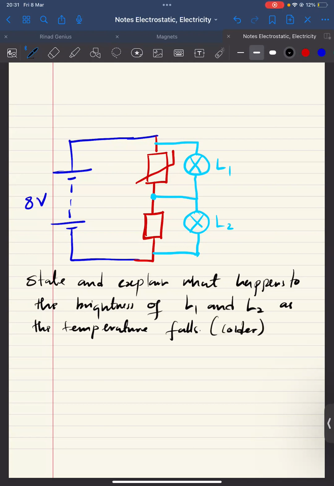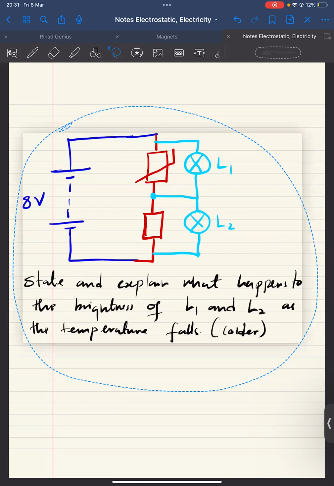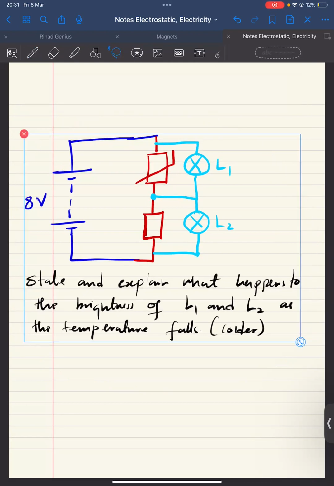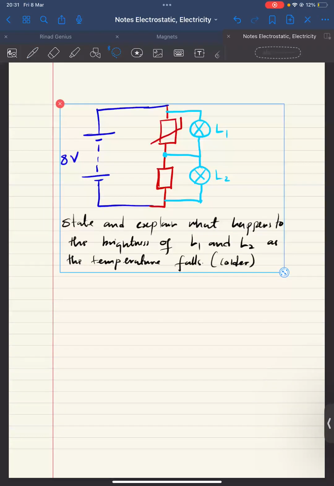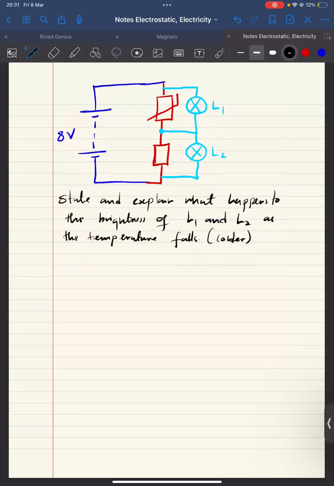If you don't know, you have to first understand before we answer the question. You have to understand that the brightness of any lamp is always affected by the voltage. The voltage is equal to brightness. Keep this in your mind. If there's a lot of voltage in a lamp, it becomes bright. If there's less voltage, it becomes less bright. So state and explain what happens to the brightness.